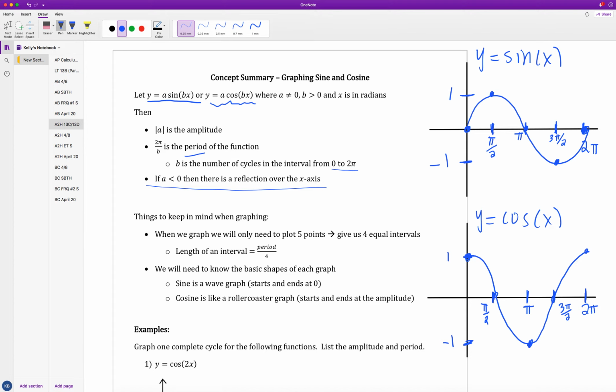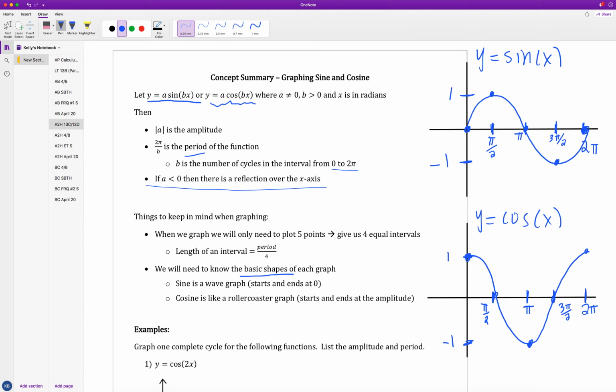So things to keep in mind: you are going to have to know the basic shapes of each of these graphs. Each time I'm not going to go through and plot points, because if I have the basic idea of what the shape looks like, there's no need for me to do that extra work. So remember that sine is our wave, and cosine is our roller coaster that starts and ends at the amplitude. Of course, if there's a reflection, it's going to start down at -1 and end down at -1, for instance. But in general, if there's no reflection, it's starting and ending at our amplitude.